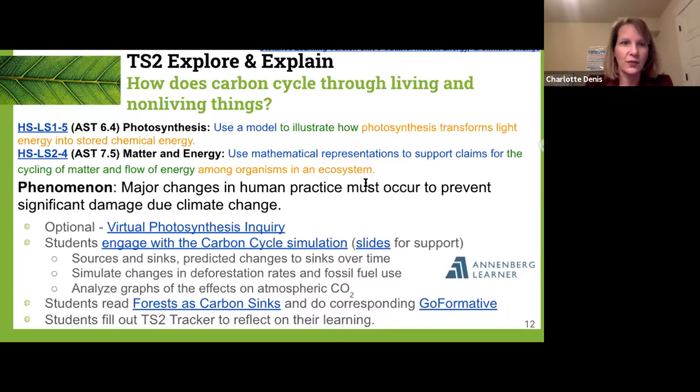So there is a photosynthesis inquiry option that is 100% virtual. We have a computer science teacher in our district who rewrote an online simulation that was available for a long time from one of the book publishers and is now no longer available. The computer science teacher rewrote that. It's not beautiful, but it works.